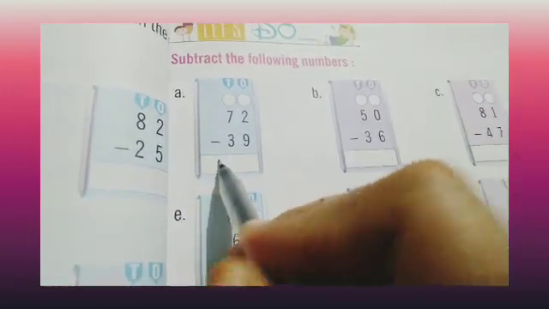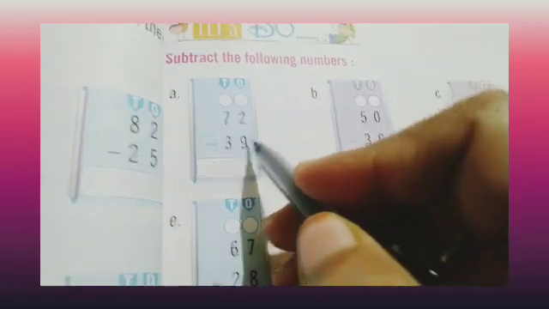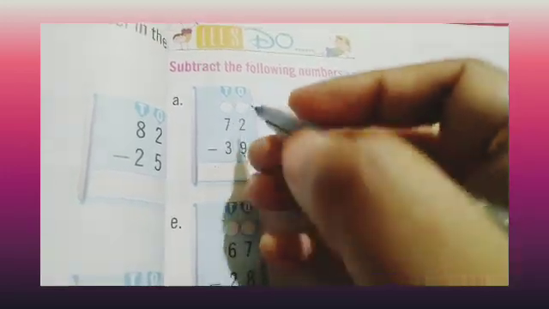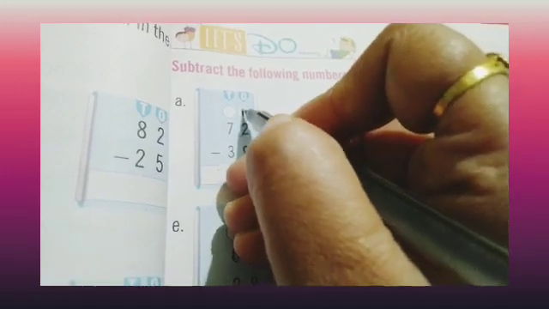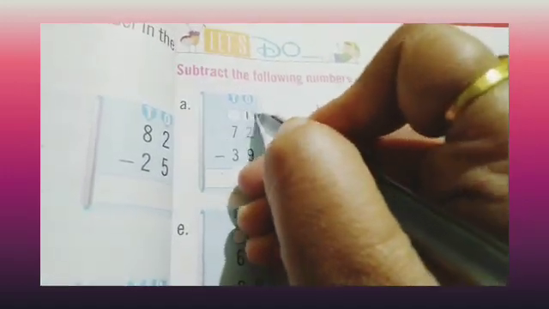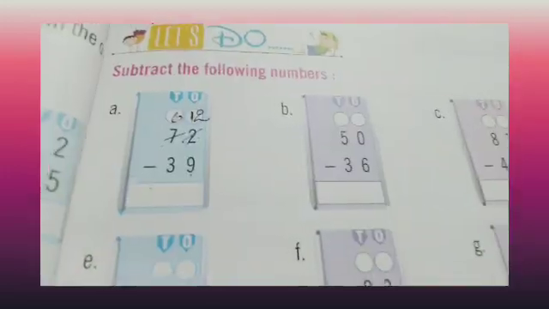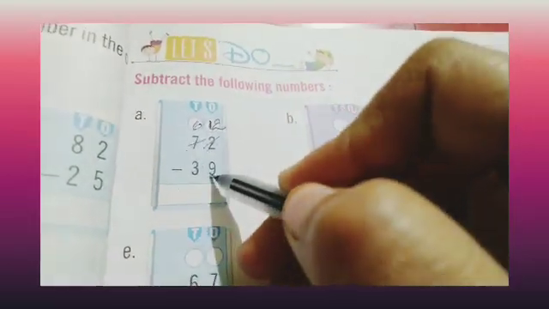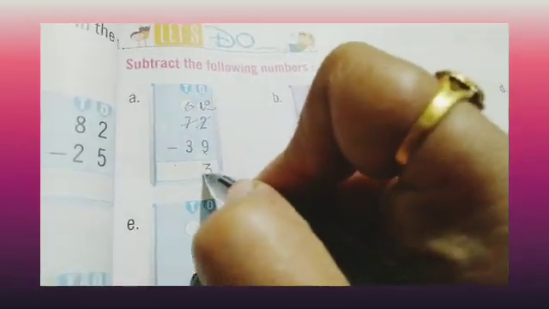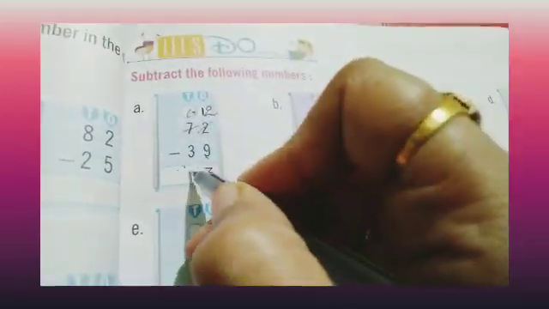Subtract the following numbers. Part A, 72 minus 39. So 2 is smaller than 9, so we can't subtract 9 from 2. So we will borrow 1 ten from 7, and 2 becomes 12 and 7 becomes 6. So 12 minus 9: 10, 11, 12. 12 minus 9 is 3. Now 6 minus 3: 4, 5, 6. 6 minus 3 is 3. Okay. So 72 minus 39 is 33.